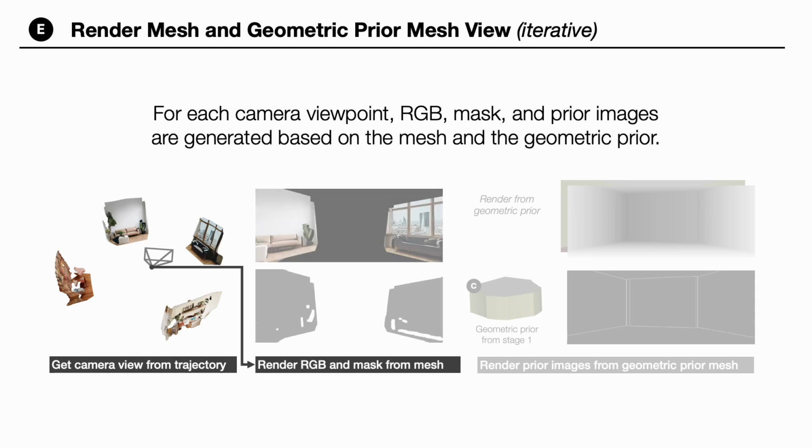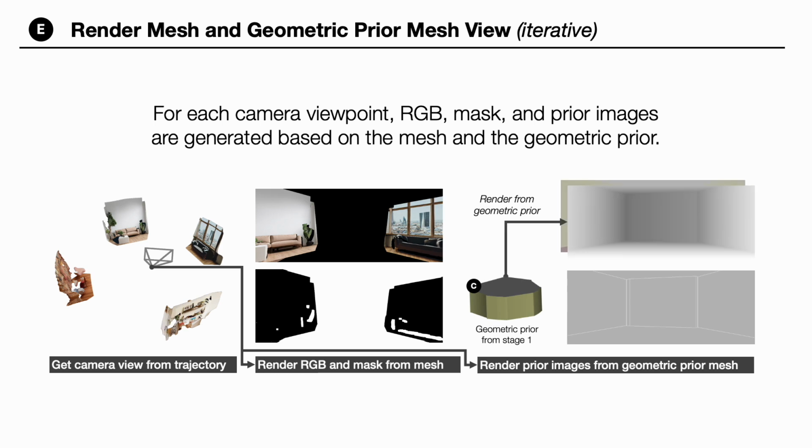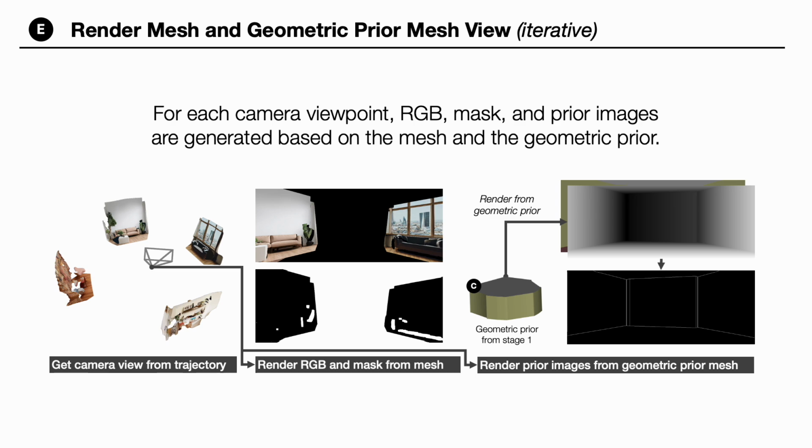Entering the second stage of the pipeline, for each step, a view of the current state of the mesh is rendered, resulting in an RGB image and a mask indicating missing regions of the mesh. Along with this, SpaceBlender renders a view of the geometric prior mesh. From the same viewpoint, a depth map of this mesh is rendered and used as a depth prior image. A layout prior image is calculated based on the depth gradients to define an outline of the space.